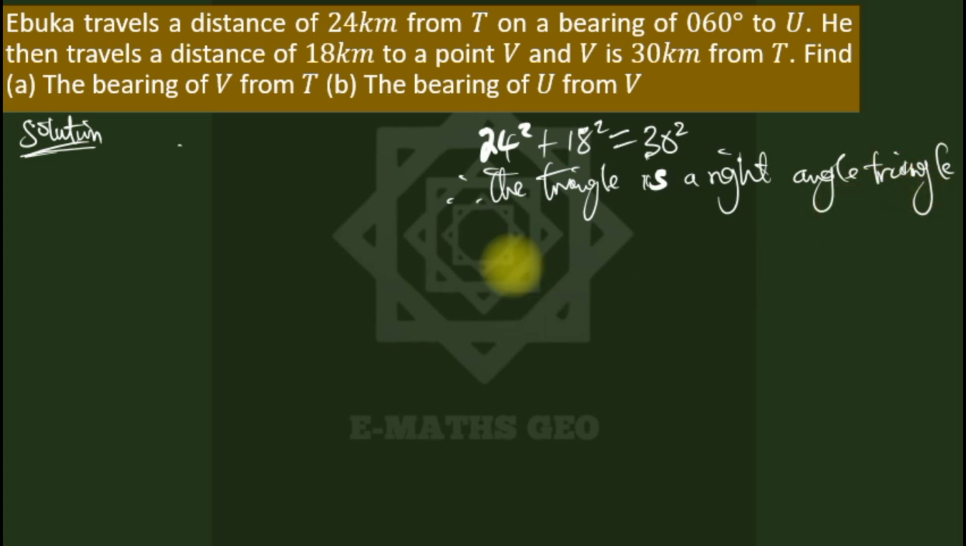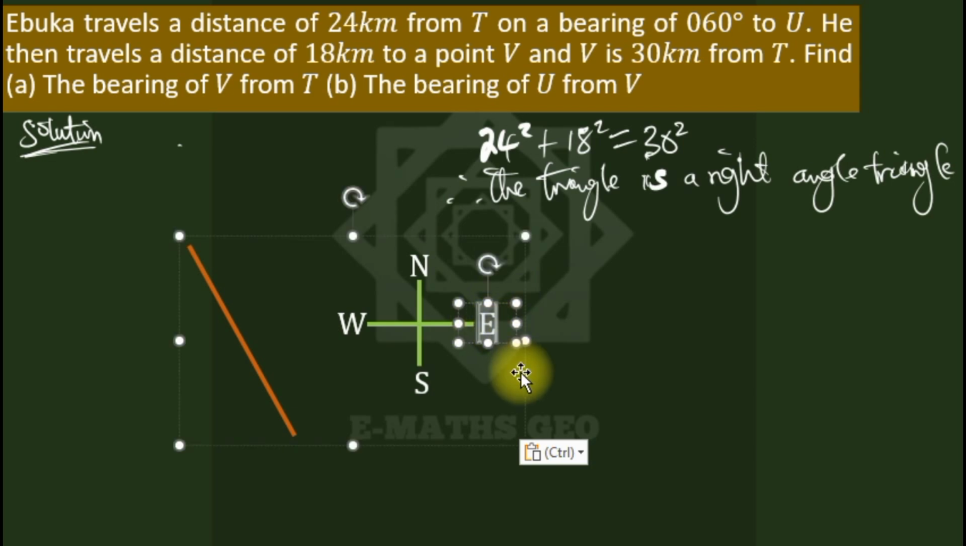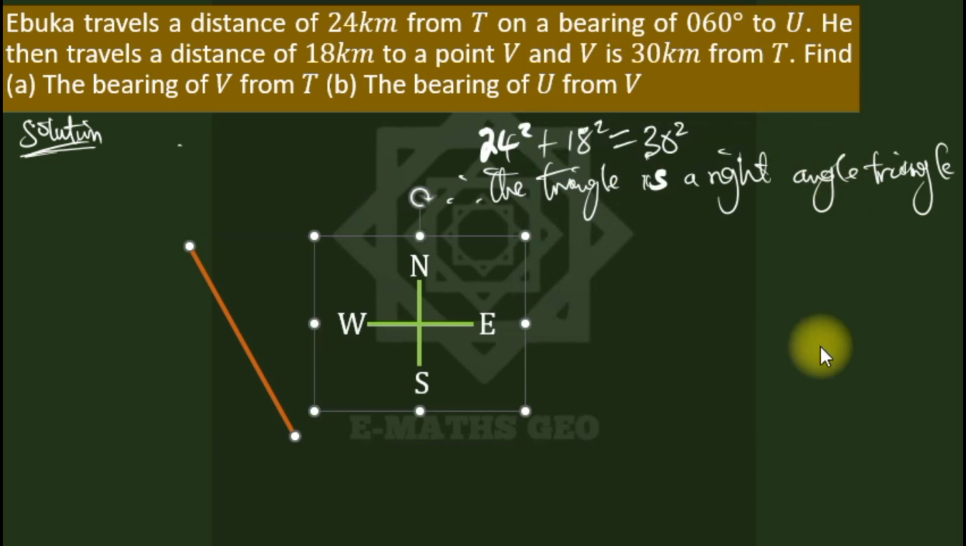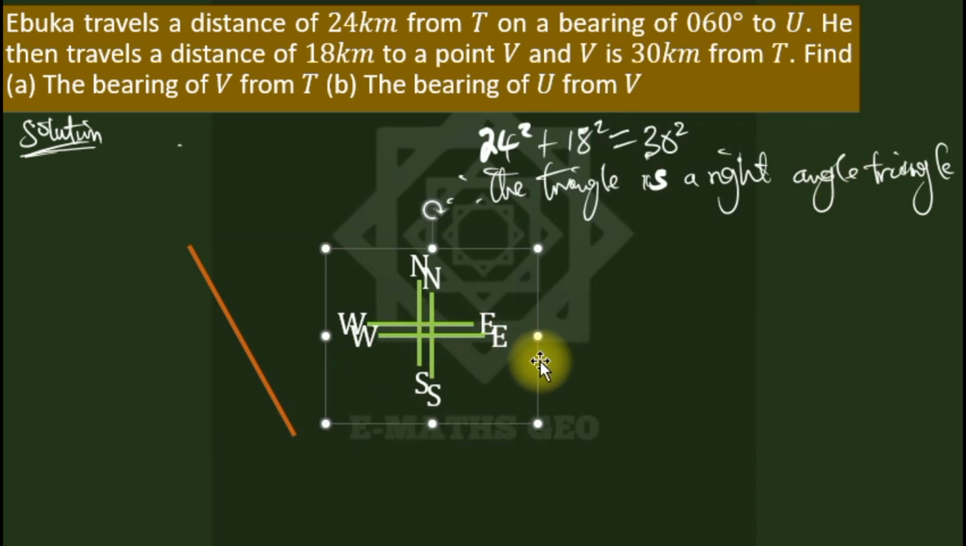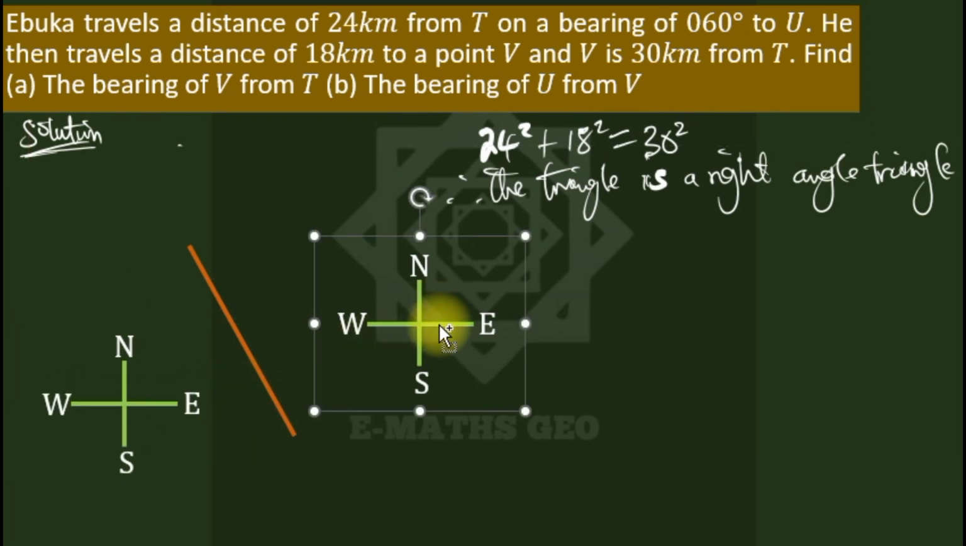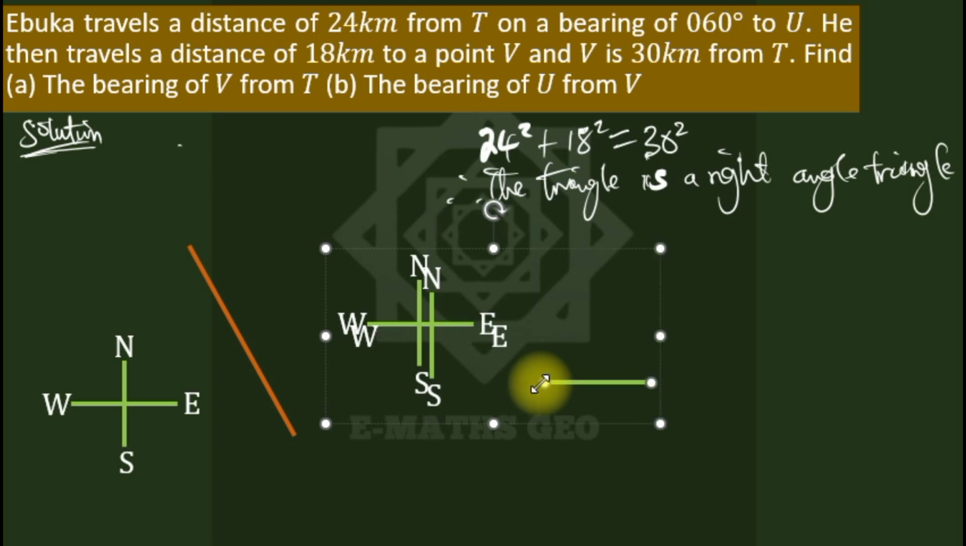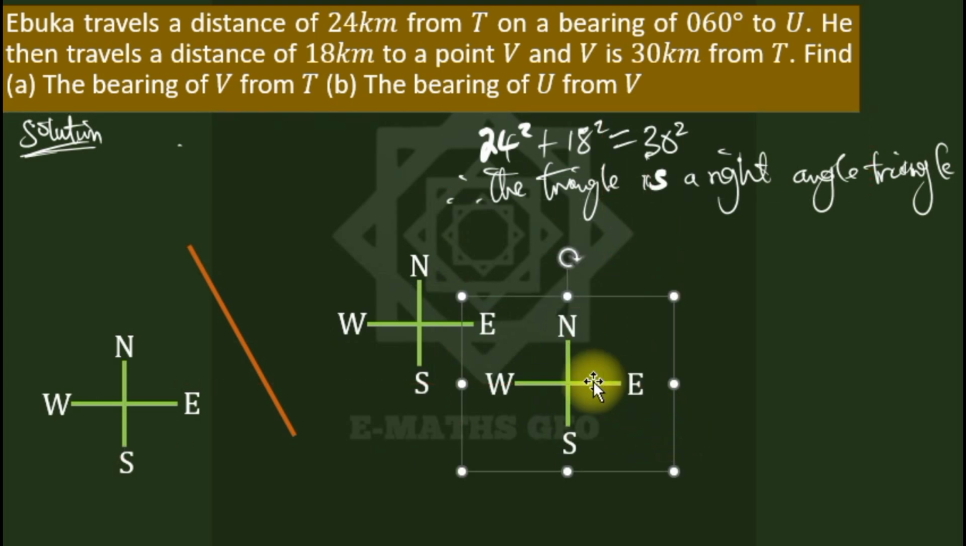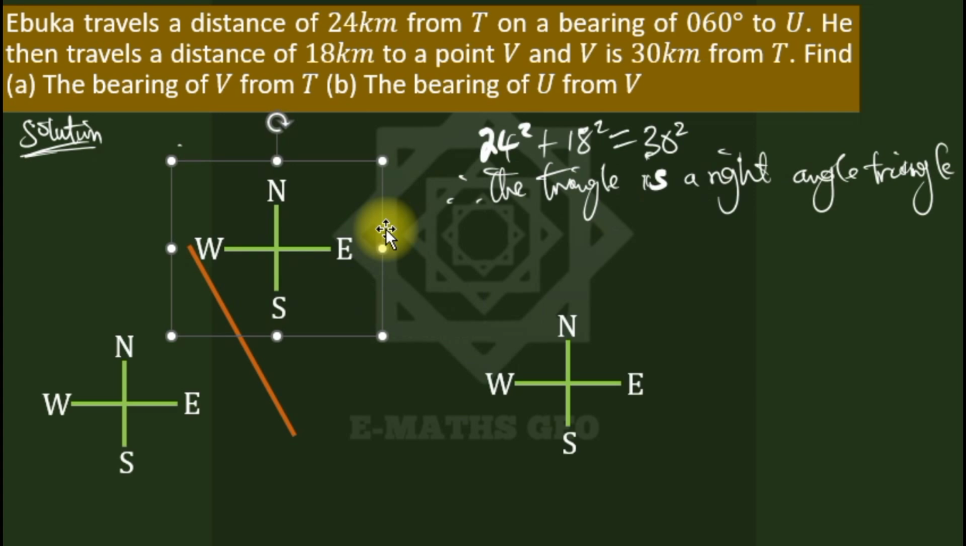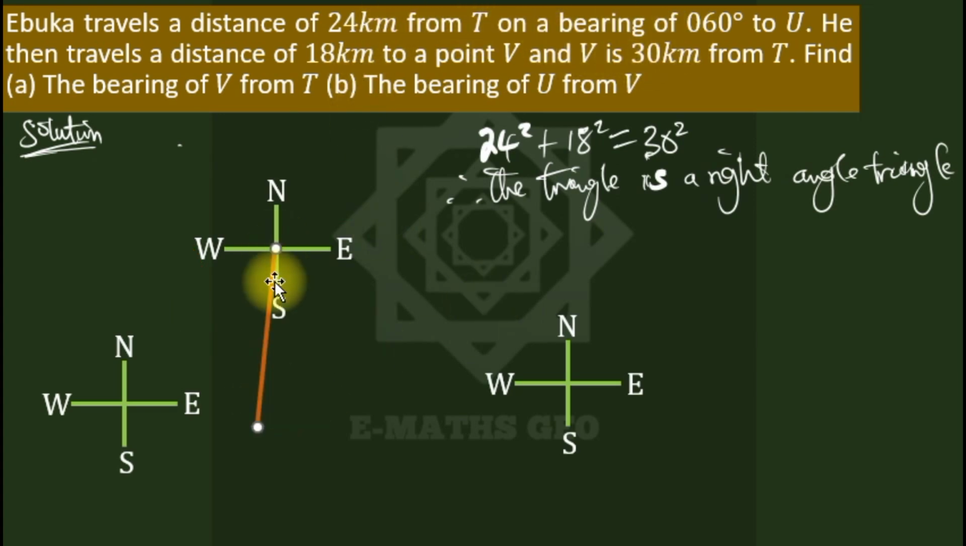So let's draw the diagram. These are the three points. They said from T on a bearing of 060, so this is my angle 60 degrees. We need to be careful. We can go this way to get the other point, or we can go the other way. How do you know which one is correct? Let's try, because we'll form a right angle triangle.